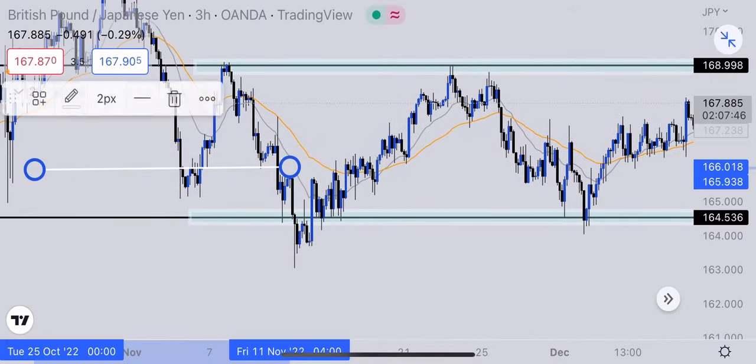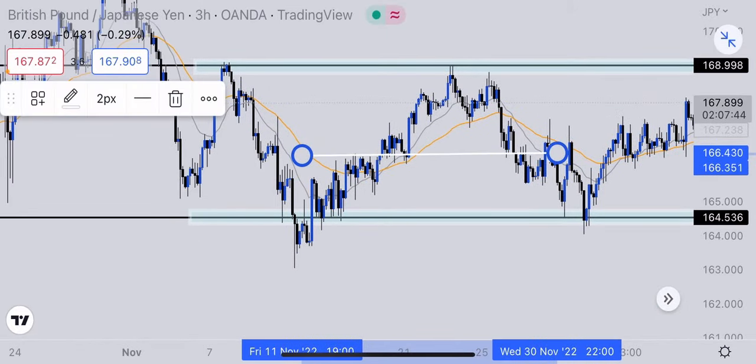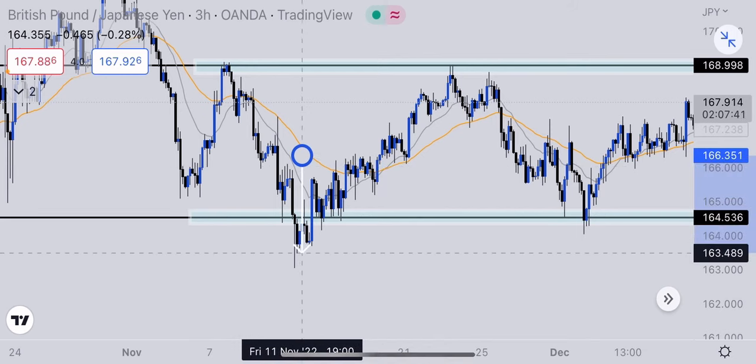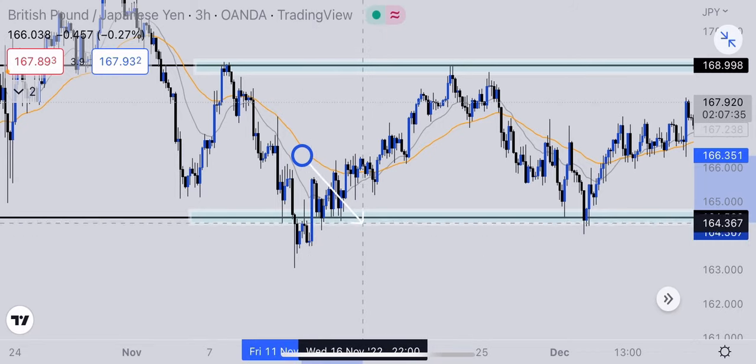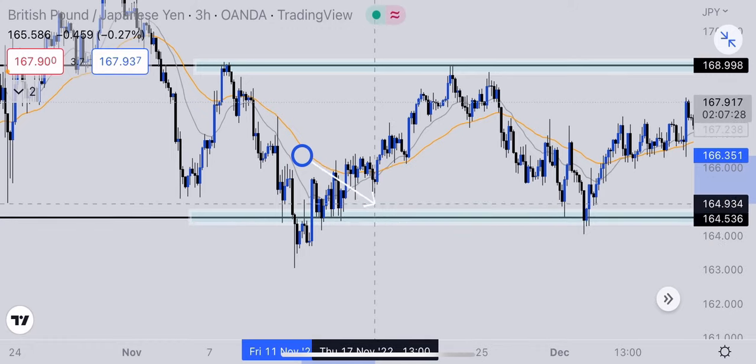Let's say for example, this zone gets broken out of here, and this zone gets broken out of here, and it retests. So this zone now becomes our resistance zone, no longer our support zone. So that is how the market works.